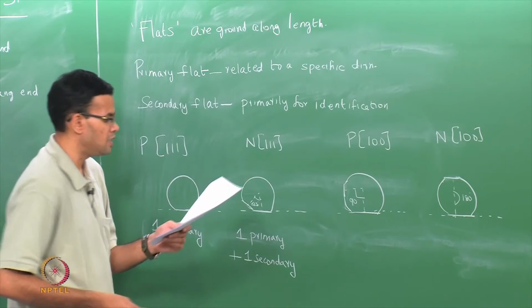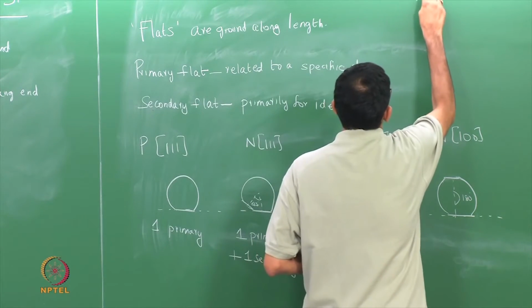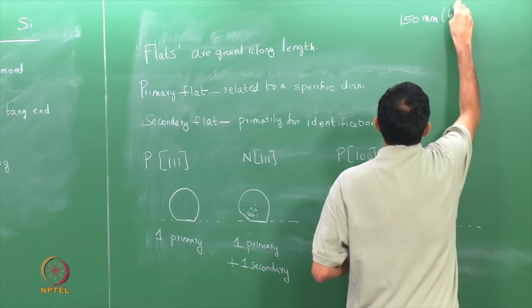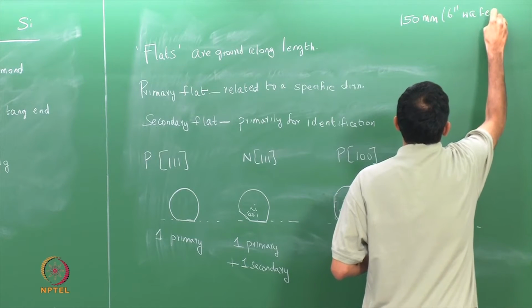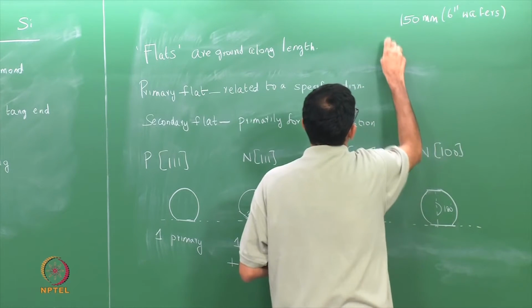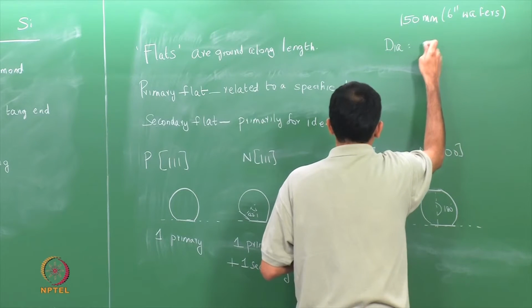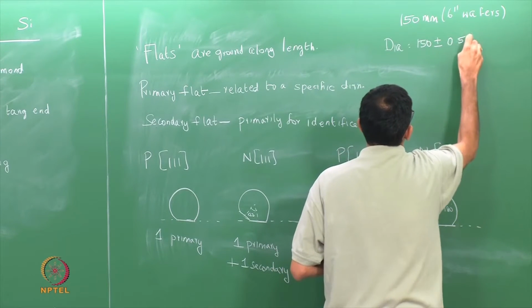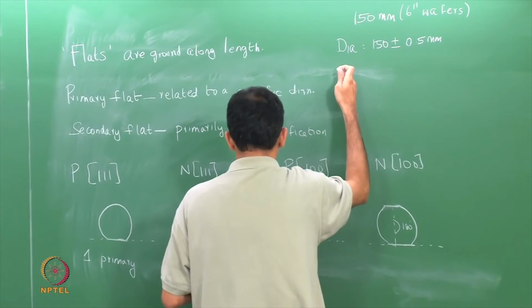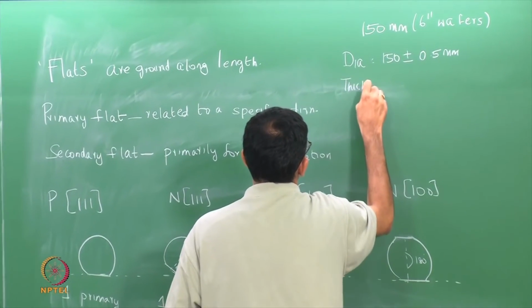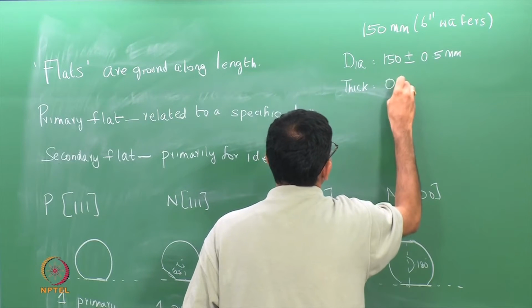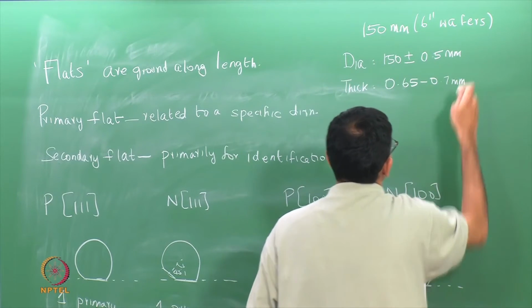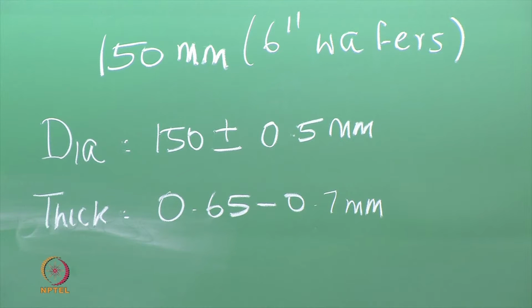So, we can look at some typical specs. We have seen a 300 millimeter wafer before. So, let us just look at a 150 millimeter wafer. These are 6-inch wafers. Once again your diameter must be pretty close, 150 plus or minus 0.5 millimeters. Thickness is 0.65 to 0.7 millimeters or 600 to 700 micrometers.